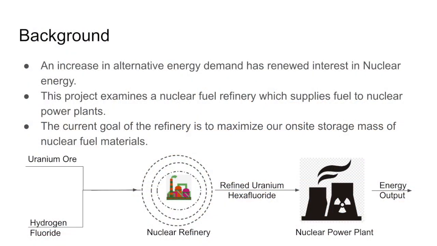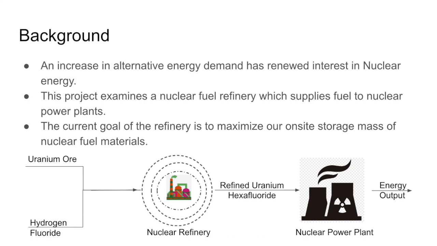In the process of refining nuclear fuel, there are two inputs. The inputs are uranium ore and hydrogen fluoride, and the output, which is essentially nuclear fuel, is the refined uranium hexafluoride, which will be sent to a nuclear power plant for further energy production.